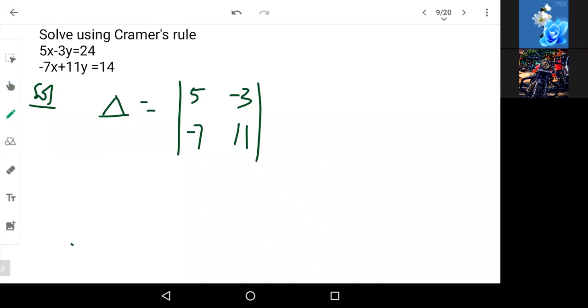So this is the value of delta. Now let us solve this delta. Now how do we solve? By mere cross multiplication. So 5 into 11 minus 3 into minus 7.